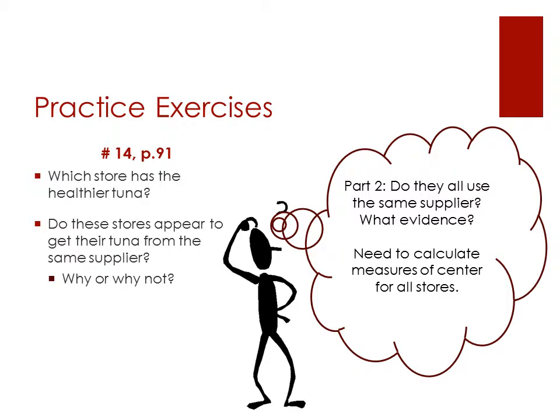Now, part two becomes a little bit more complex. So are they all using the same supplier? What evidence do we have for this? Well, in order to answer this question, we need to be looking at the kind of distribution we've got and whether we've got any outliers. So we need to calculate the measures of center for all the stores. So take a moment and go through and calculate that. Get that into your table, and then let's take a look at that together.